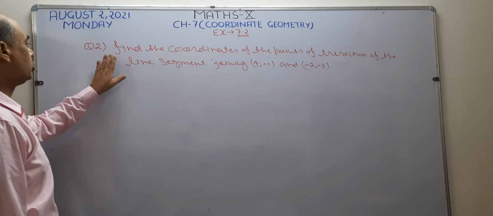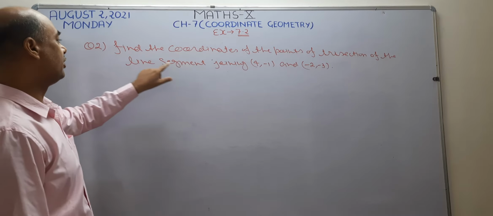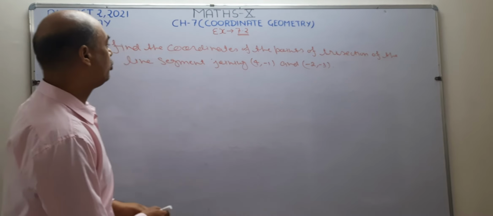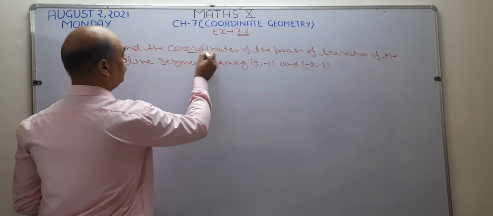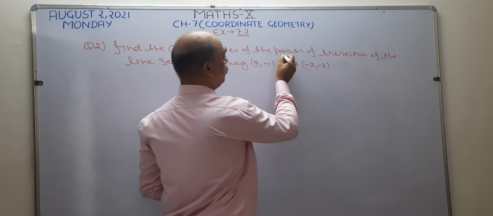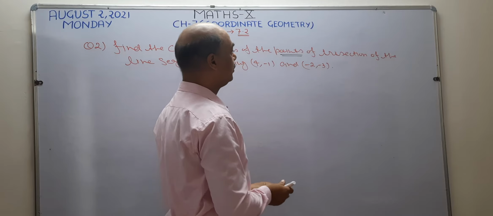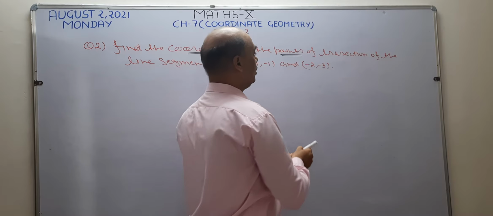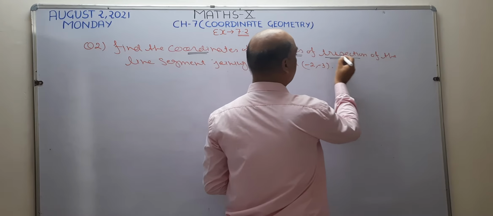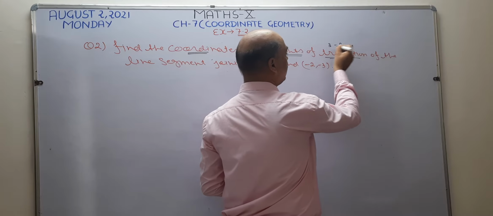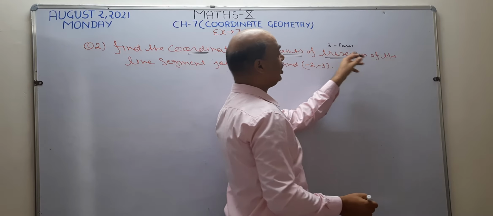Now I want to solve question number 2 of exercise 7.2. See what is given. Find the coordinates of the points. Again we are going to find the coordinates of the points. Now it's written points, not only point. It means more than one point is there. Of trisection. What is the meaning of trisection? Tri means 3. Section means parts. We are going to divide the given line segment in 3 equal parts.